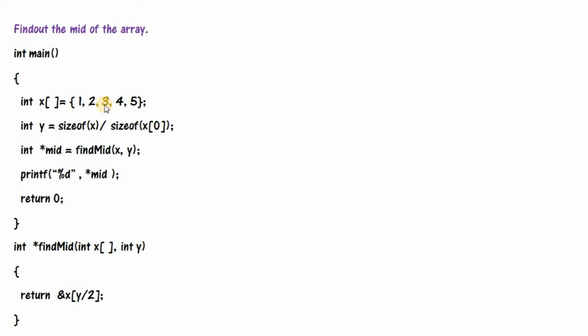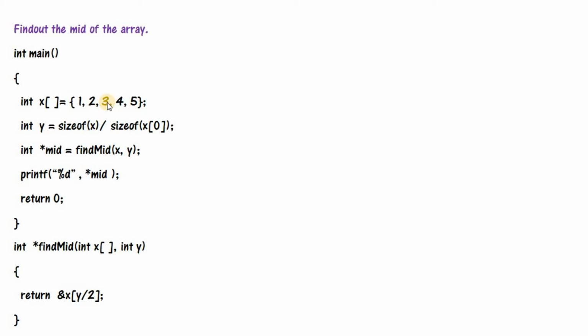But we want the address of this element. Therefore, we should write ampersand in front of x[y/2]. And ampersand is the address-of operator, which helps us to get the address of the element. If you want to get the address of this element, we should mention ampersand. Finally, we can return this address back to this pointer. So we can say that the pointer points to this particular location which contains value 3.